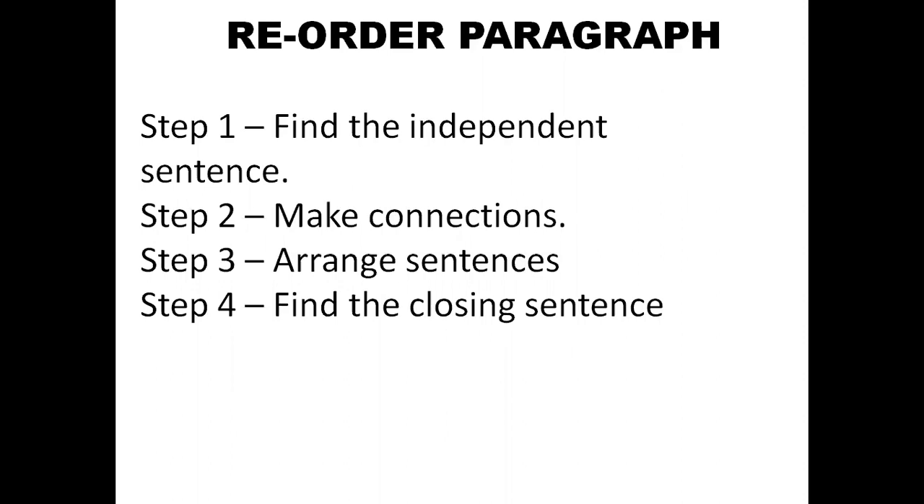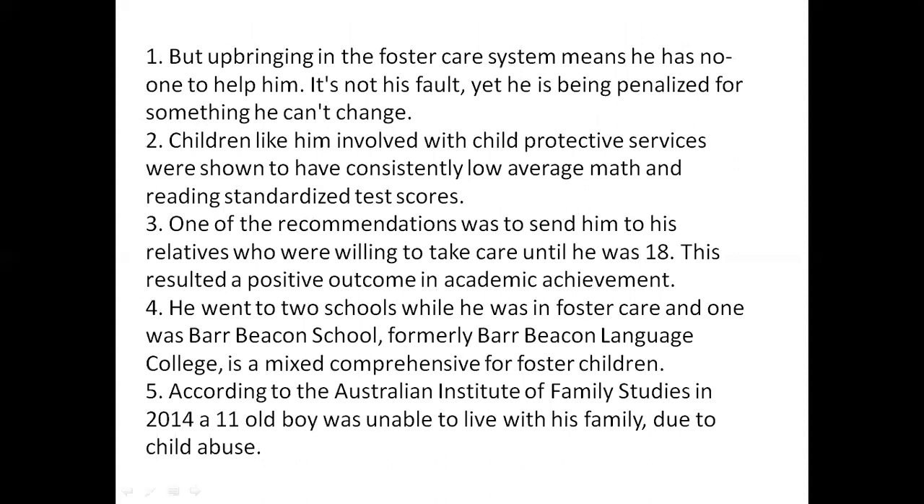Like you got the independent sentence, you got the first sentence, and you made a connection between two sentences, and you get an idea of what's happening in the actual paragraph, and then you come to step three, that is arrange the sentences. Then you arrange these sentences, and in step four you find the closing sentence. So let's begin. First of all, we need to find the independent sentence, which is a sentence that doesn't depend on other sentences. It can introduce a topic and be the sentence that we mark as first.